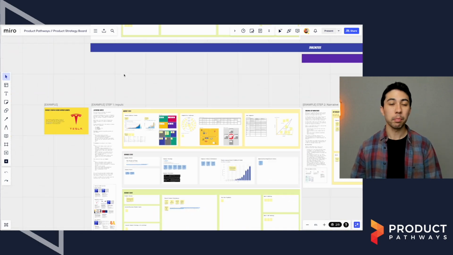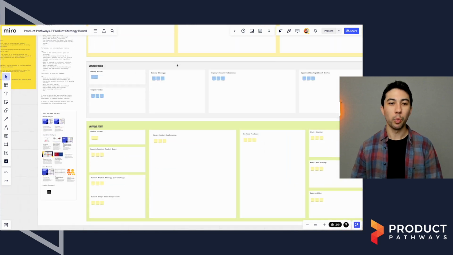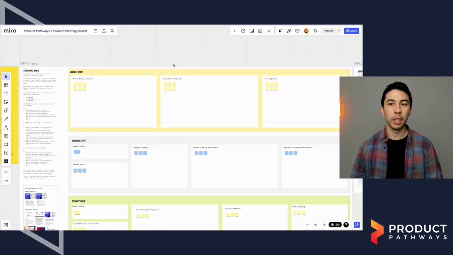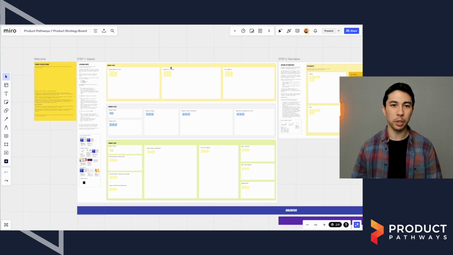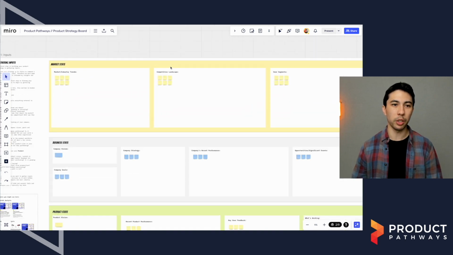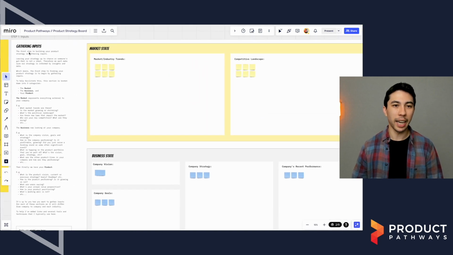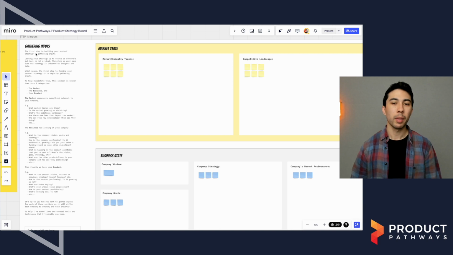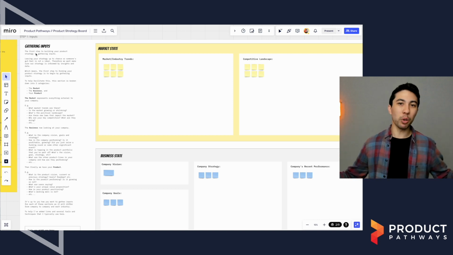So on that note, let's go back up to the top and start with section 1, which is inputs. The reason it's inputs is because this is where we need to start with strategy. Strategy starts with, as it says here, gathering data and gathering inputs. And that's because great strategies aren't just made up. We don't just make assumptions and believe we have all the answers.